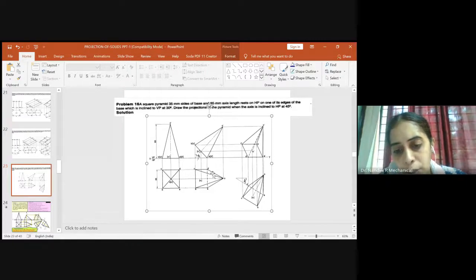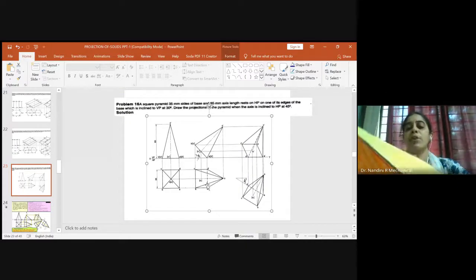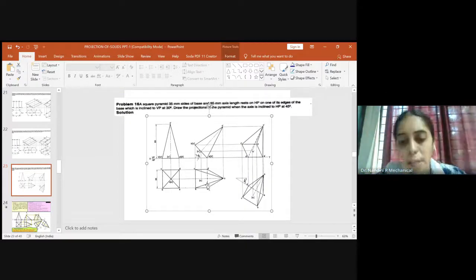So you will join C2O and B2O, and this is joined already. A2O and D2O is joined. Only one side of the base will not be visible when it is inclined in this position. Only this side will not be visible. The other sides of the base will be visible. So that is what has been shown here as hidden.